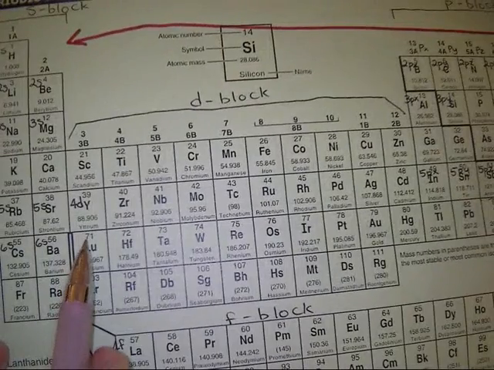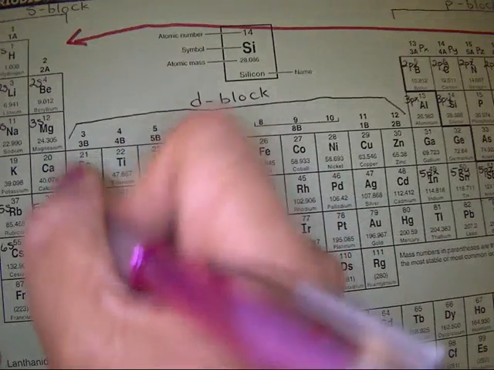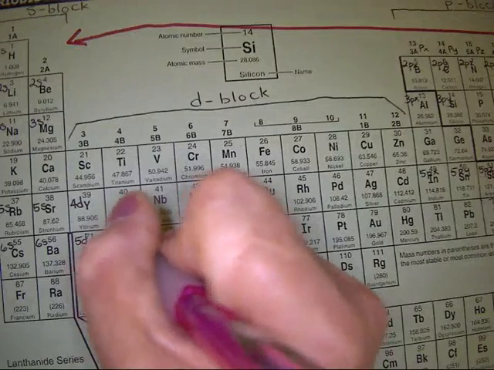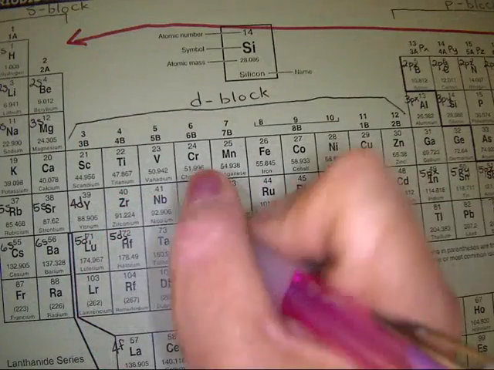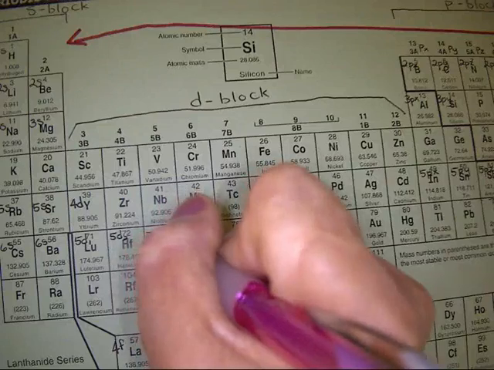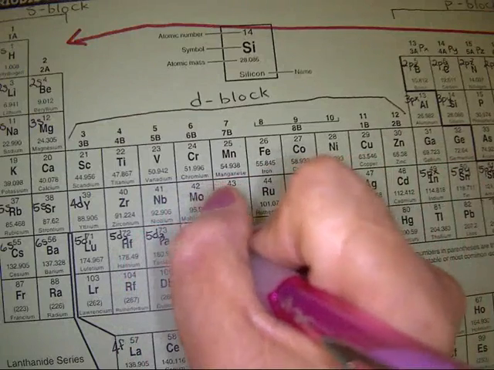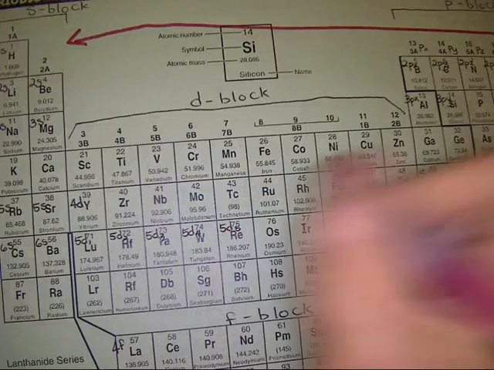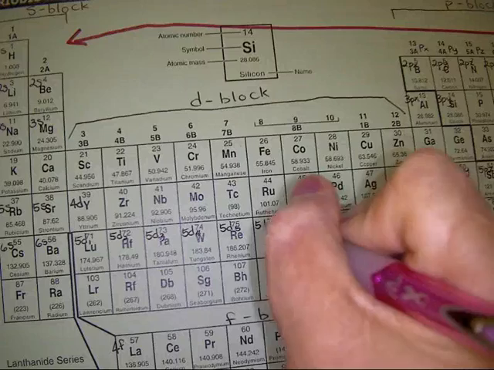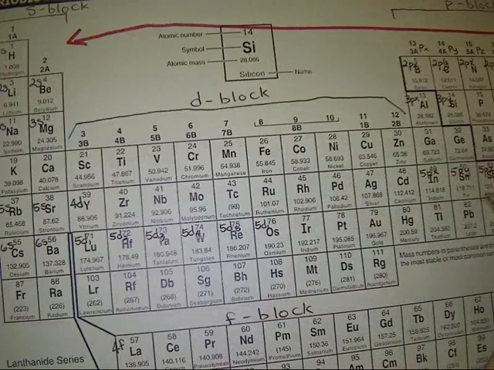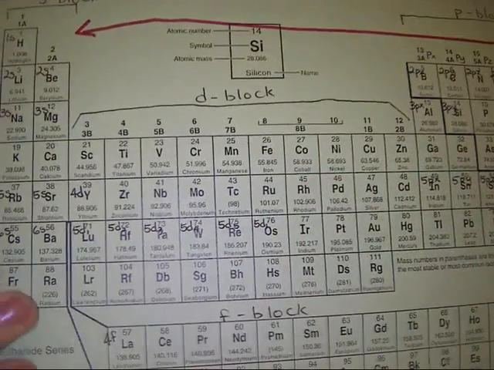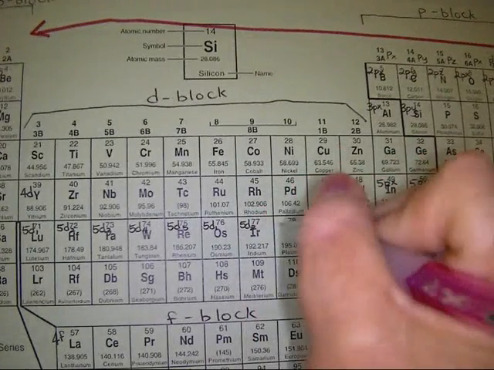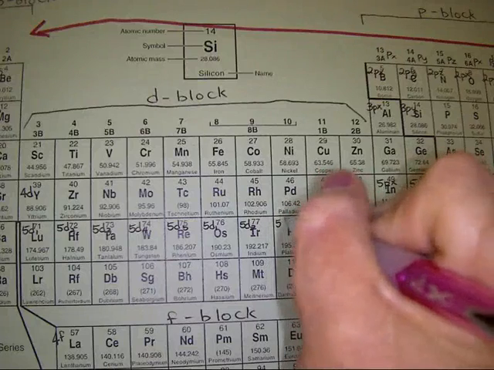71 is in 5D, and it's 5D1. Okay, 72 is 5D2. 73 is 5D3. 74 is 5D4. 75 is 5D5. 76 is 5D1 again. Okay, remember that there are 5D orbitals. 77 is 5D2. And PT, 78, is 5D3.